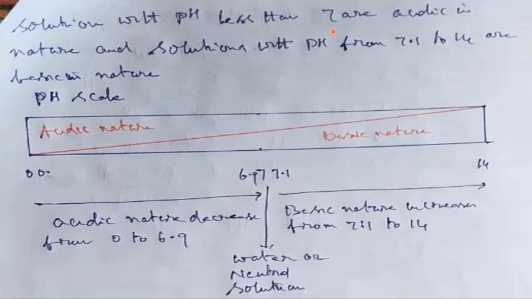Solutions with pH less than 7 are acidic in nature, and solutions with pH from 7.1 to 14 are basic in nature. In this diagram, it is given that the pH ranges from 0 to 14, and this red strip indicates the nature of solutions, that is acidic, basic or neutral. So the pH range from 0 to 6.9 shows that they are acidic in nature, and acidic nature decreases from 0 to 6.9. And solutions with exactly pH 7 are pure water or neutral solutions. For pH range from 7.1 to 14, they are basic in nature, and basic nature increases from 7.1 to 14.